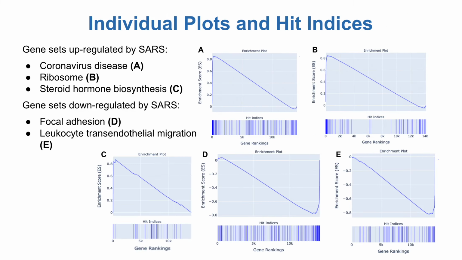This slide has the individual plots for all of the case study's top gene sets and includes hit indices. Like the enrichment scores, the hit indices can also indicate whether the gene set is down or upregulated by SARS. In this case, if the hit indices are mostly on the left, the gene set is upregulated, and if they are on the right, the gene set is downregulated. From these plots and the previous table, we can categorize the top pathways into these 3 being upregulated by SARS and these 2 being downregulated.